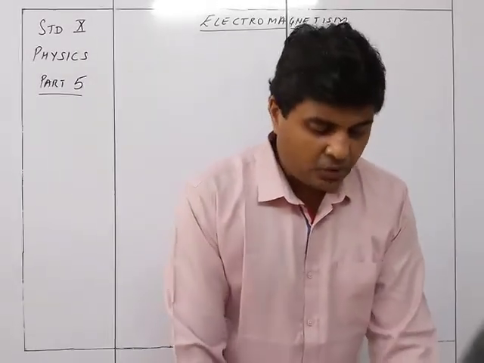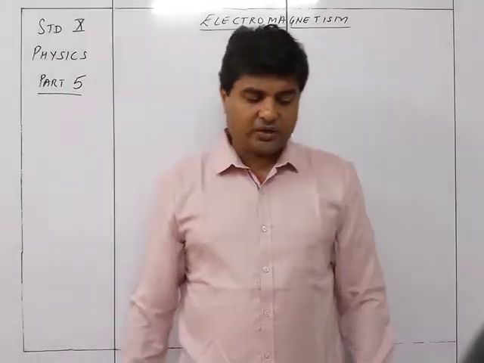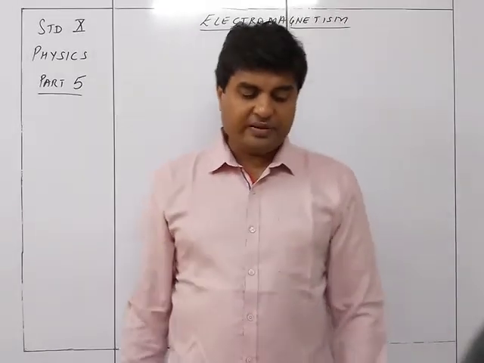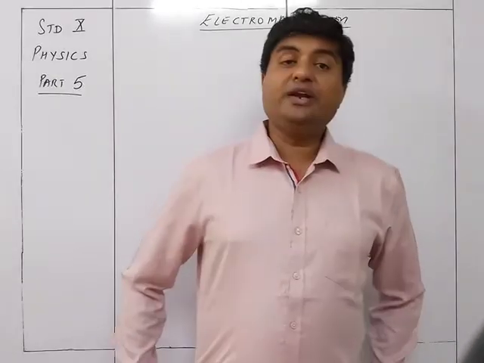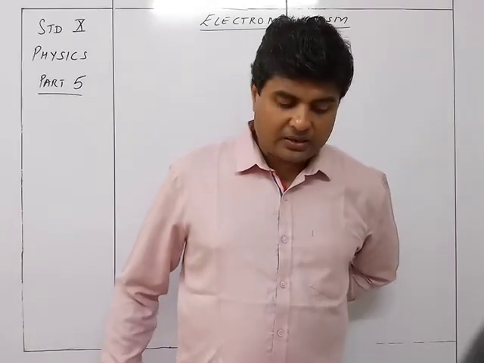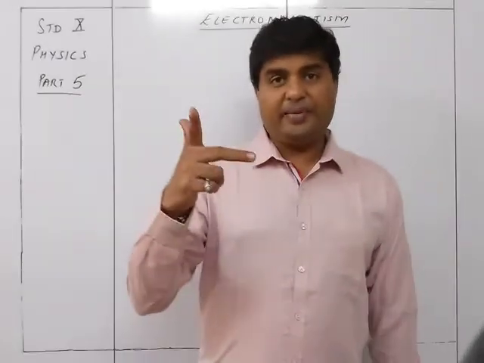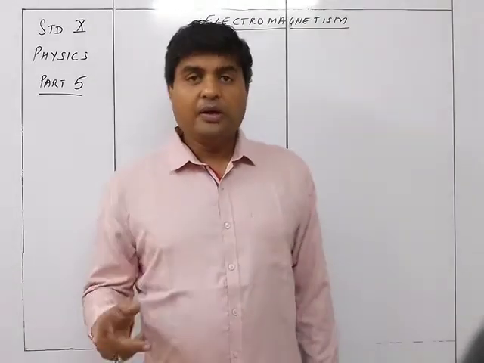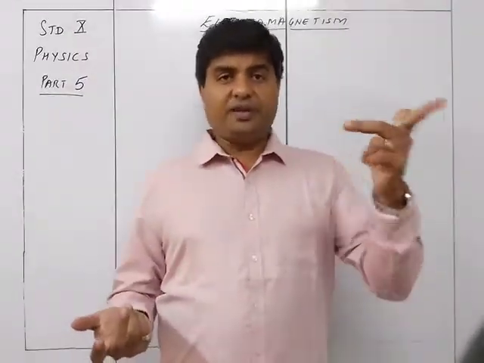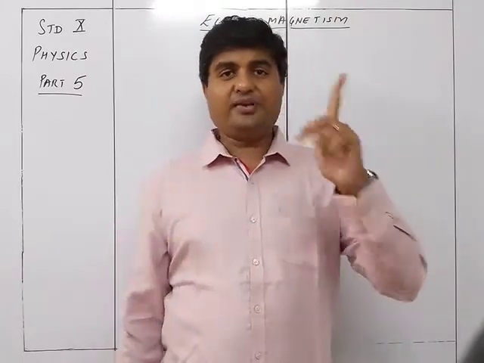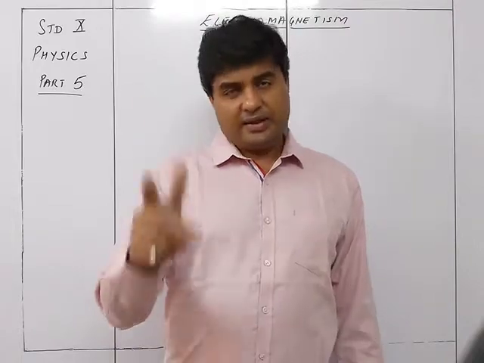Note that Fleming's left hand rule gives the direction of the force on a current carrying conductor placed in the magnetic field, but Fleming's right hand rule gives the direction of the induced current in the conductor moving in the magnetic field. So that is Fleming's right hand rule. Very important, remember this: left hand is for DC motor, right hand is for AC generator. Left is D, right is AC.